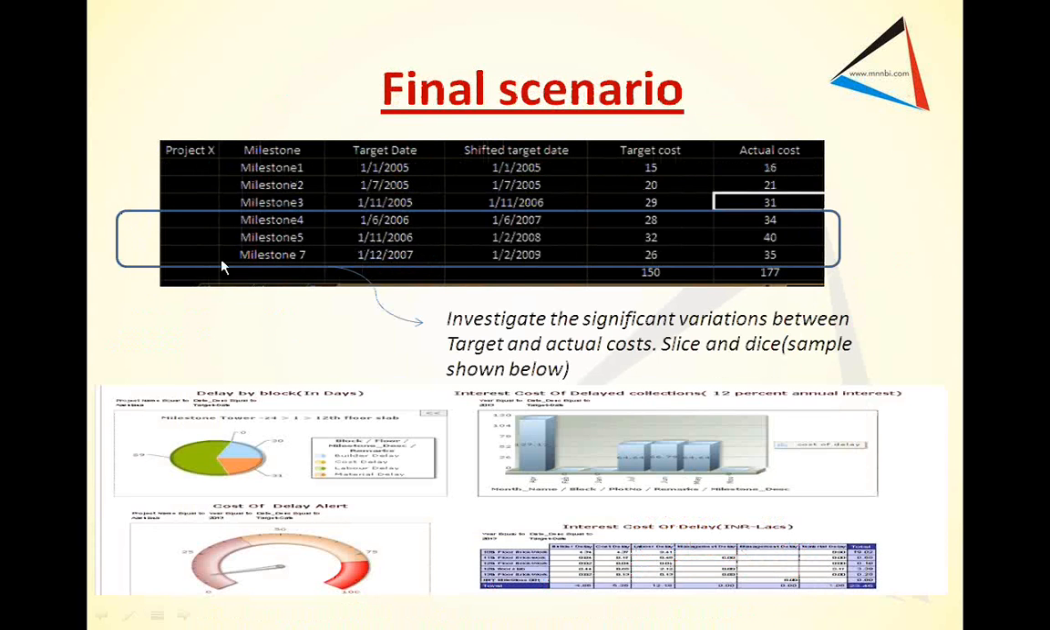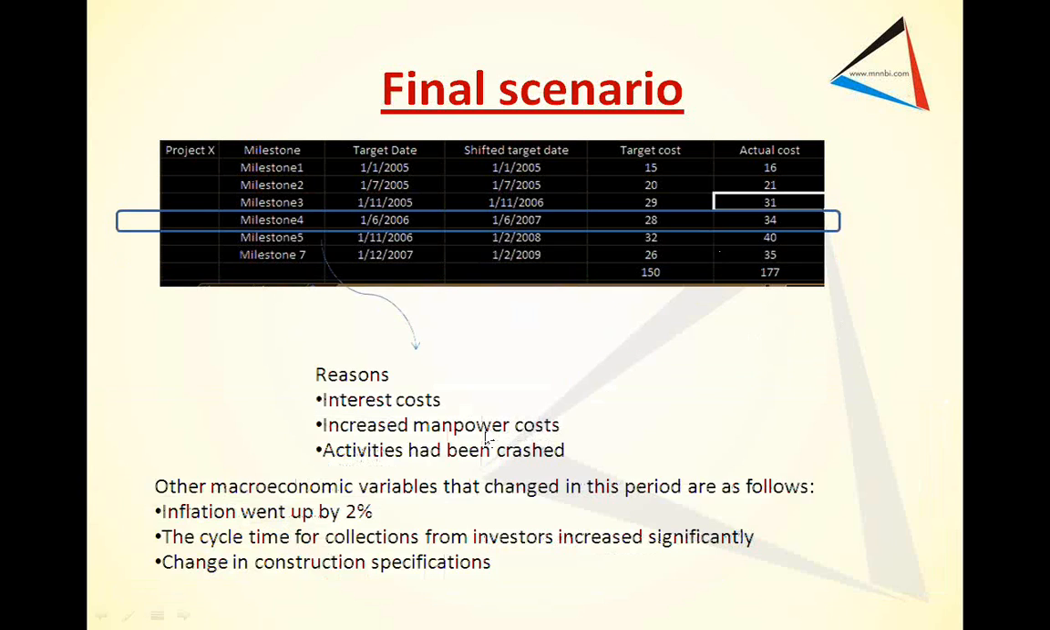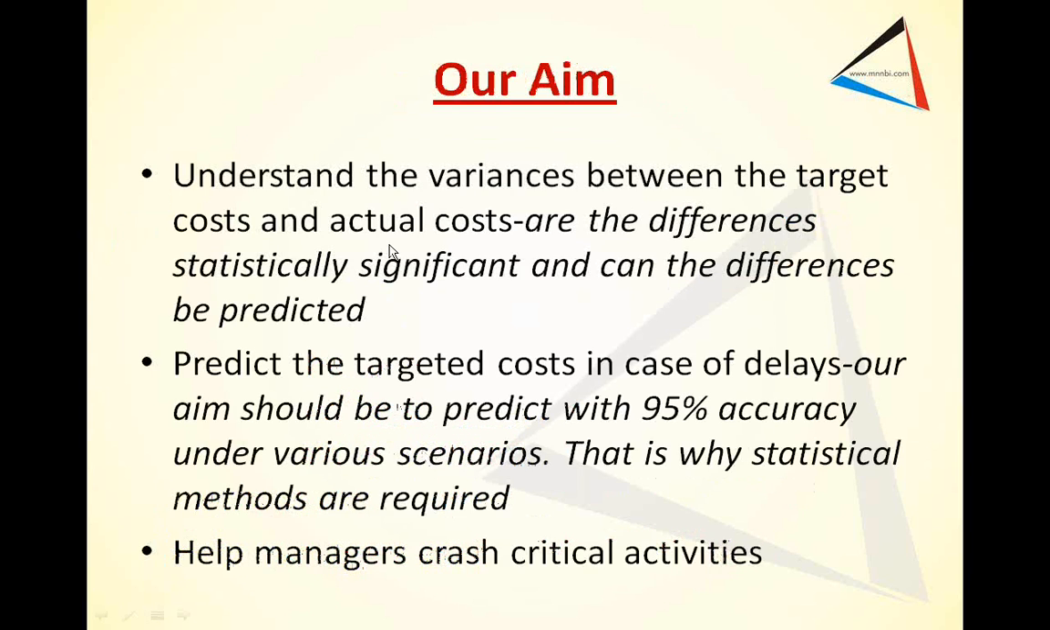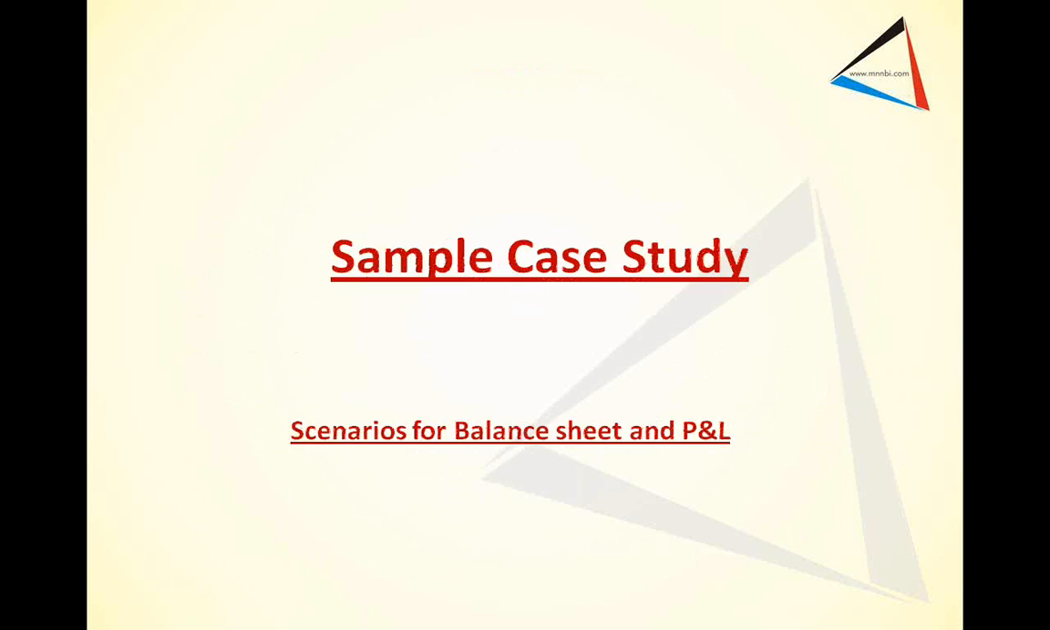So we basically arrive at, okay, fine, in the project history, which milestones have had a statistically different cost, and we use slice and dice and drill down to analyze the same. Then we look at the reasons for interest cost, the manpower cost, the activities that have been crashed. We start looking at the macroeconomic variables that changed during this period. And then we understand the reasons between the target cost and the actual cost. And then you try to predict the target cost because of delay with 95% accuracy, and you help managers crash critical activities.